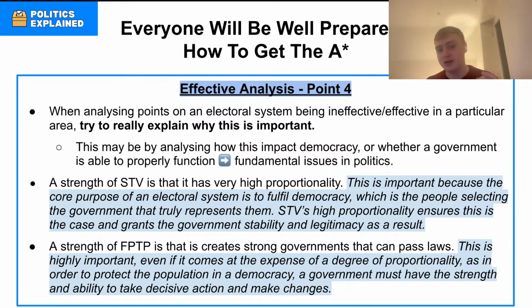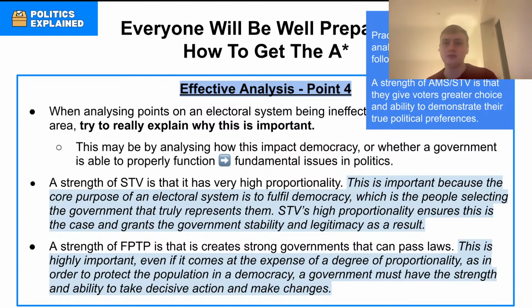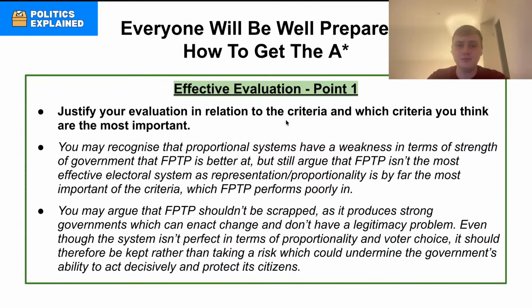Don't just state the obvious point: first past the post is weak in terms of proportionality. Explain why this is important, why this is a really bad thing. Or the same for the strengths. And you can practice that task as well. Practice that more complex analysis by supporting the following point. A strength of AMS or STV is that they give voters greater choice and ability to demonstrate their true political preferences. Feel free to do that after the webinar effectively.